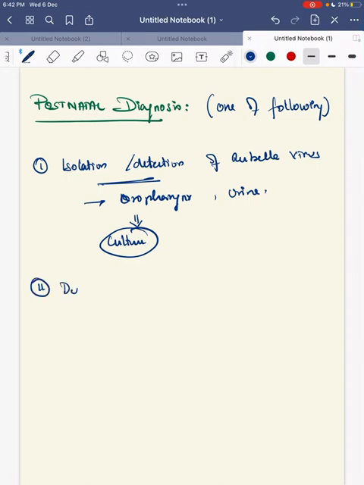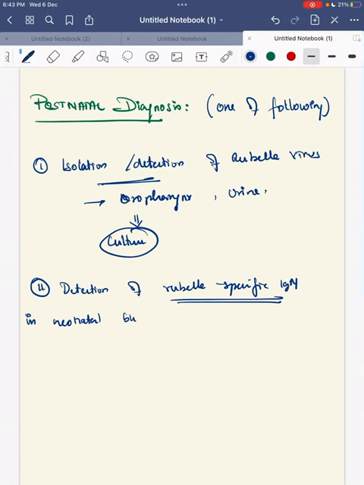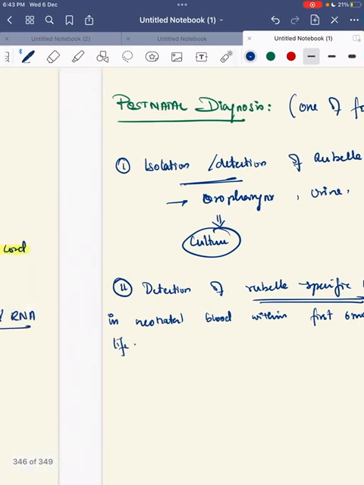Next, second, detection of rubella specific IgM. So detection of rubella specific IgM in neonatal blood within the first 6 months of life. This is also diagnostic for congenital rubella infection. So these are the 4 investigations.